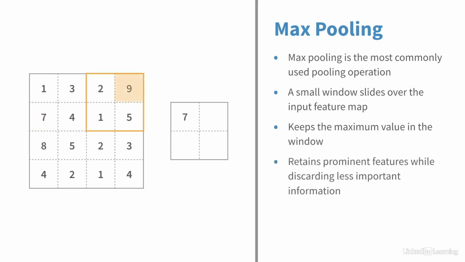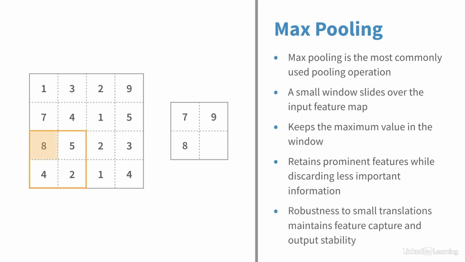Max pooling retains the most prominent features while discarding less important information. If the input undergoes a small translation, the most prominent features will likely still be captured within the pooling window, and the output feature map will remain relatively unchanged. This robustness allows the network to focus on the essential characteristics of the input data, even when it's slightly altered.